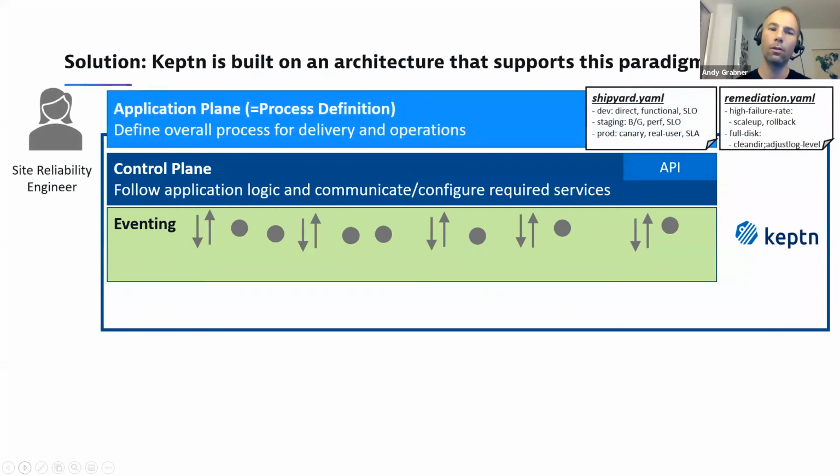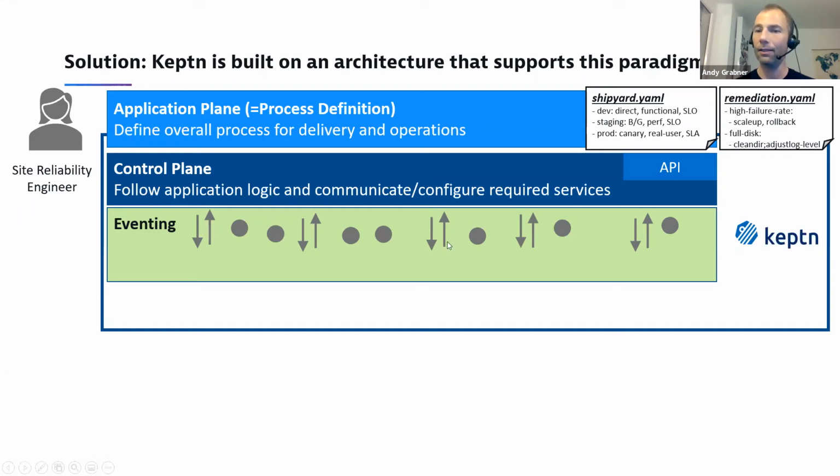Then whichever team is interested in actually using Keptn for delivery, for quality gates, for performance engineering, for SRE engineering, or for auto remediation in production, you have to specify the use case and declare the workflow that should be executed. There's two examples here. The one, the shipyard, is for defining delivery. So here you can see dev, staging, and prod, where you also specify direct deployment in dev, blue-green in staging, canary in production, what type of testing should happen, and what type of SLOs or SLAs you have.